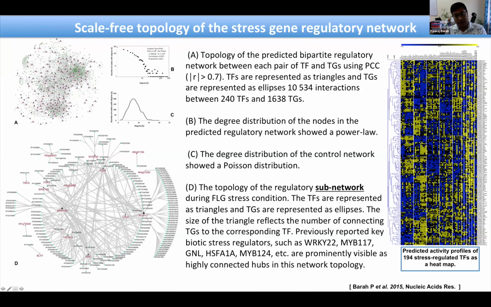So hence, what we propose is that those transcription factor hubs that we predicted for combined stress conditions would also be important master regulators for some of those stress regulatory networks in Arabidopsis thaliana.